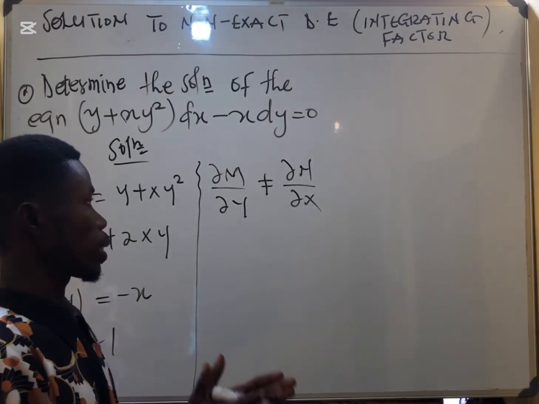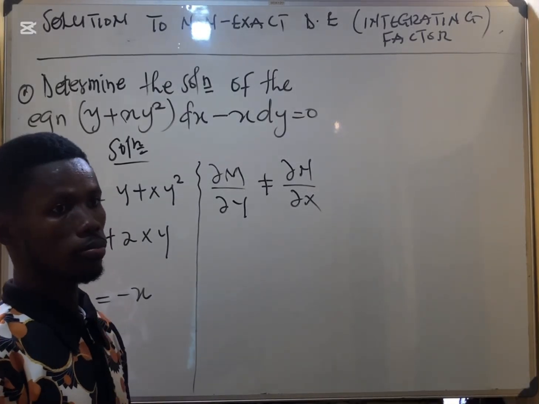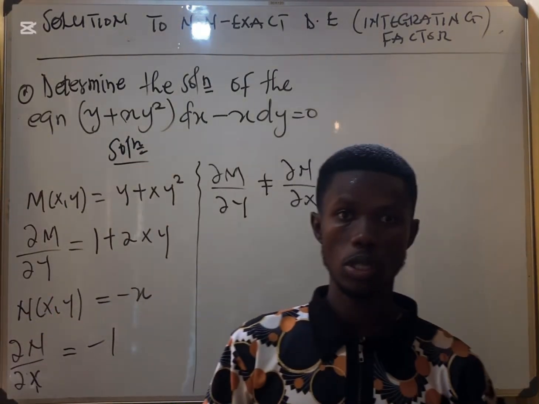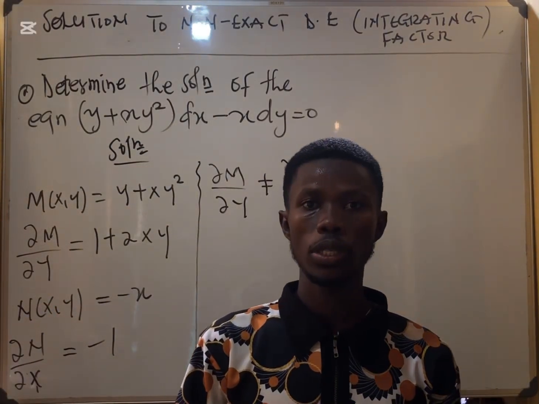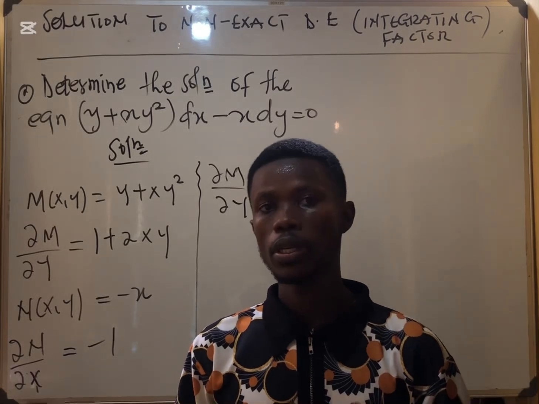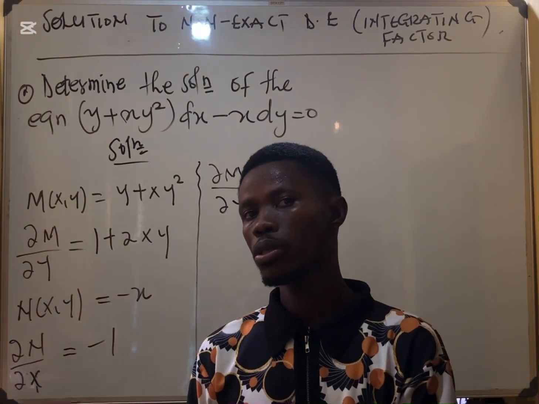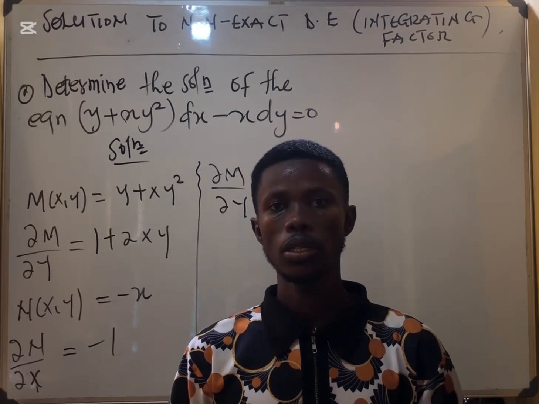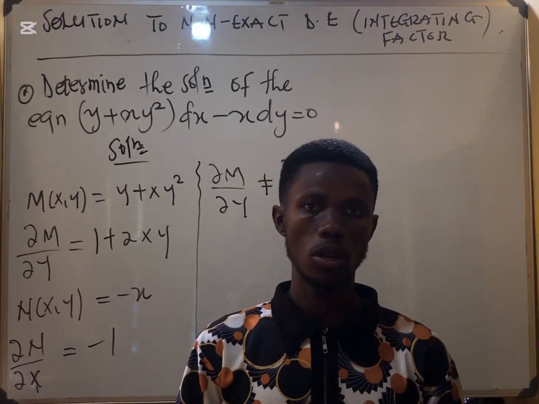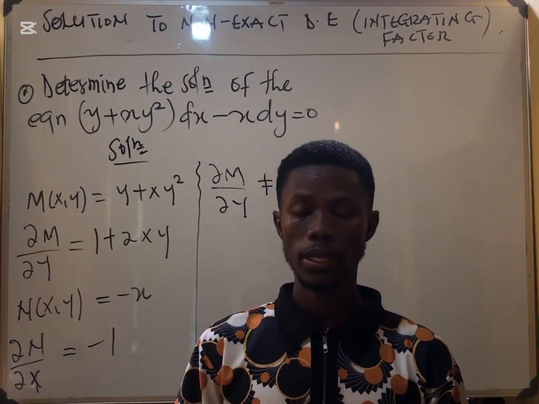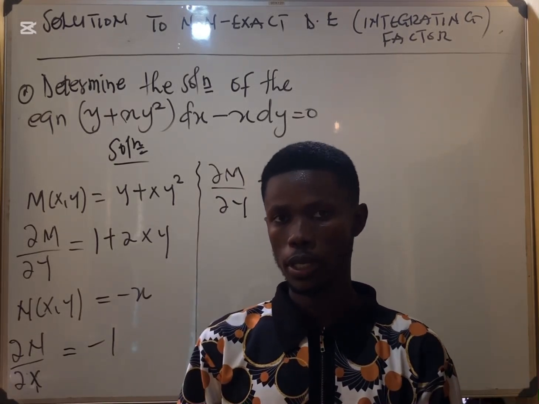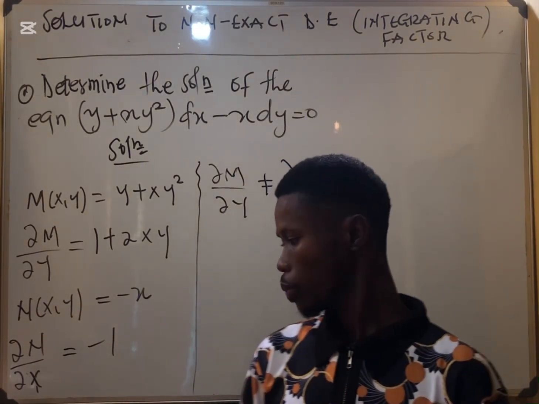So when it is not exact, what do we do? We need to introduce the integrating factor. Is that okay? Now, for you to introduce the integrating factor, how do you know that this one is dependent on x only or y only, or both x and y? As I said, for now we are considering x only or y only. So let's see how we test it.